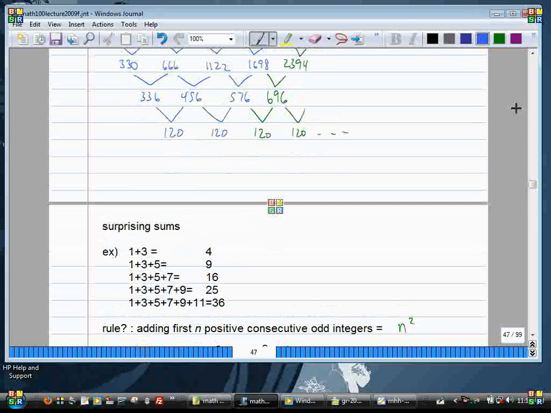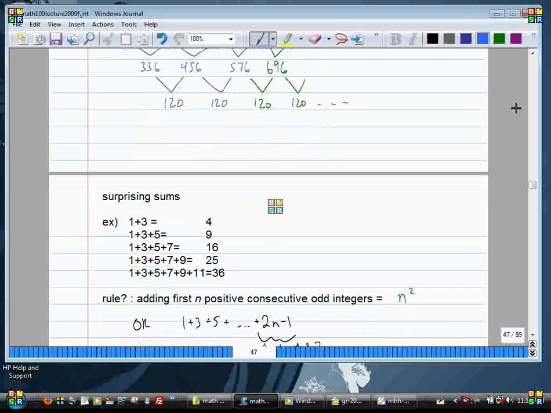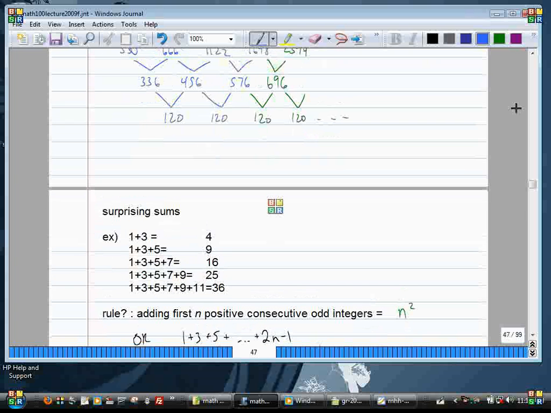Now I'm just going to take a moment here to show you how to write this down in a more mathy way, because already saying the first n positive consecutive odd integers is kind of mathy, I agree. But I want to show you how to write this down symbolically. 1 plus 3 plus 5 plus dot dot dot plus 2n minus 1. So what the heck does this mean? Well, we know where the 1, 3, and 5 comes from. So what does the dot dot dot mean? Exactly. It means continue the pattern.